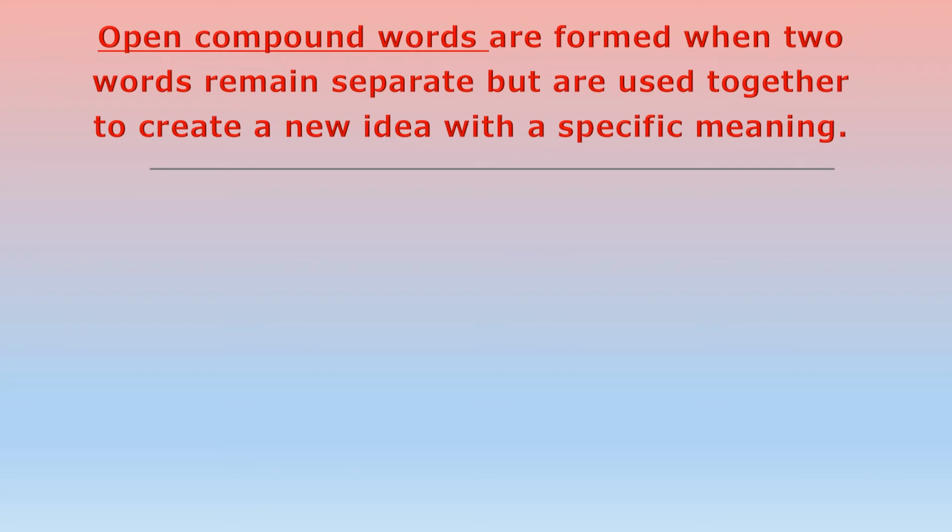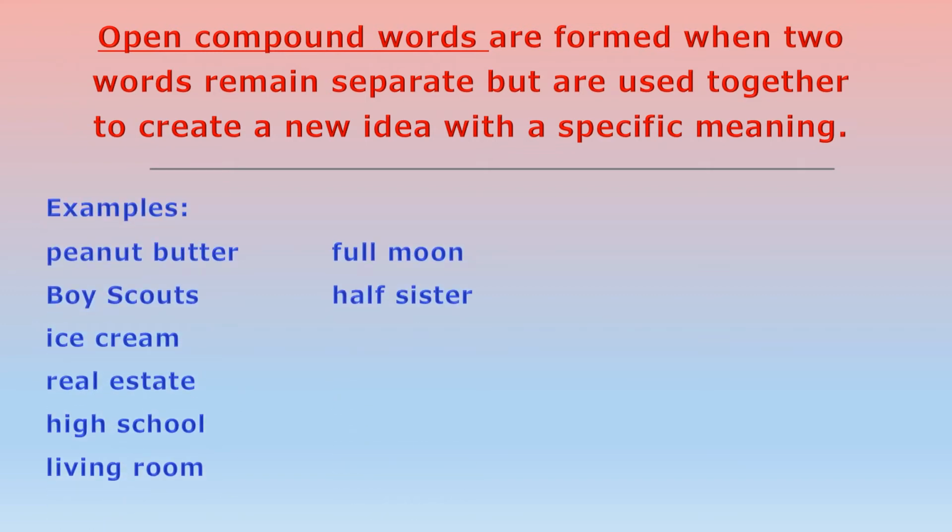Open compound words are formed when two words remain separate. So now we are not joining them together, but they are separate and are used to create a new idea. For example, peanut butter. They are separate words, but you know what they mean. Okay, Boy Scouts coming together. They remain separate, but they are creating a new meaning.